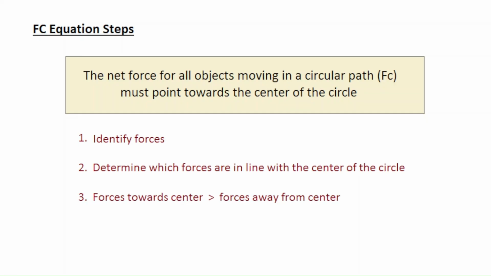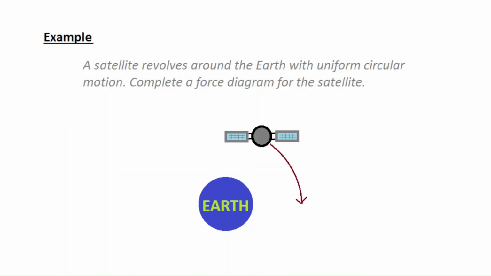In order to make the net centripetal force point inward, the inward forces are automatically greater in magnitude than the outward forces. So from there, we're going to write our Fc equation as the larger forces minus the smaller forces, meaning the inward directed ones minus the outward directed ones. If you can follow these 4 steps, it should lead you to the proper equation. Let's look at an example.